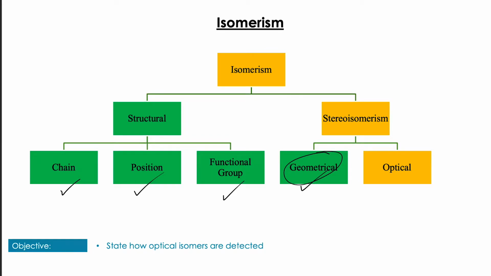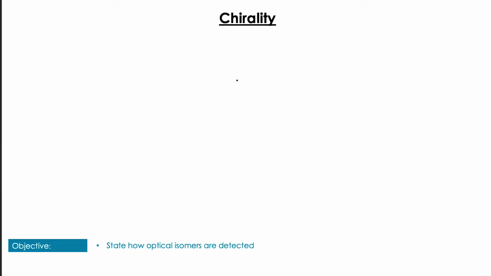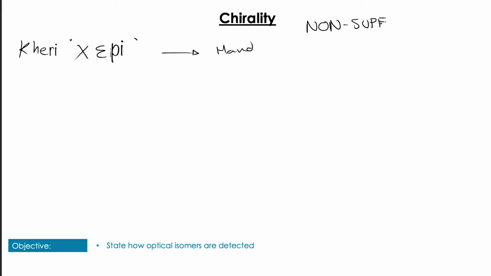As I mentioned, geometrical isomerism was the last lesson we did, and now we're looking at the other type of stereoisomerism, optical. This type of isomerism is based around what we call chirality, which comes from the Greek word chiri, which means hand. And that's because hands also have this property of chirality, or to put it more specifically, non-superimposability.